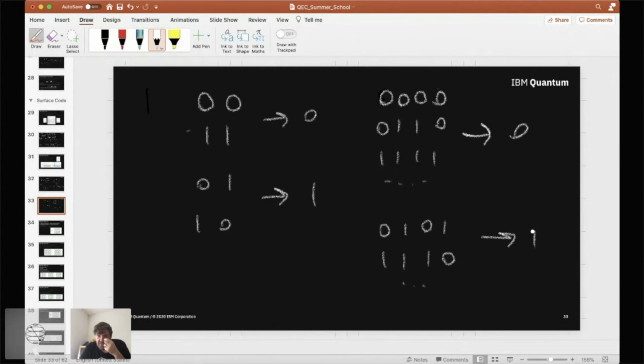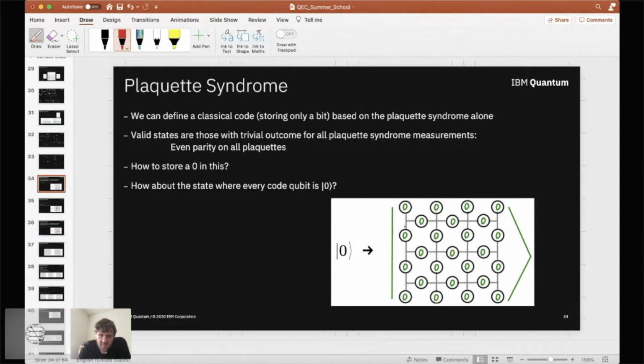Well, that's what we're going to find out. We are looking at plaquettes and measuring whether we have an even or odd parity around those plaquettes. And we're currently looking at all of the possible states with an even parity around all of the plaquettes. What we can deduce is, well, easily this is one of them. But one thing we can find is there's basically two different families of such states.